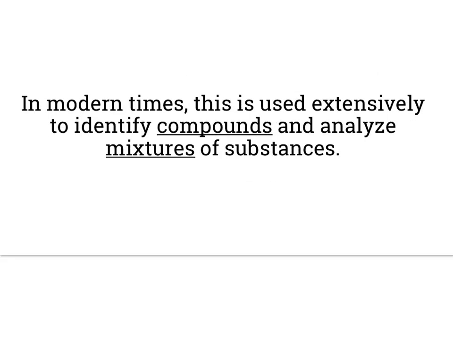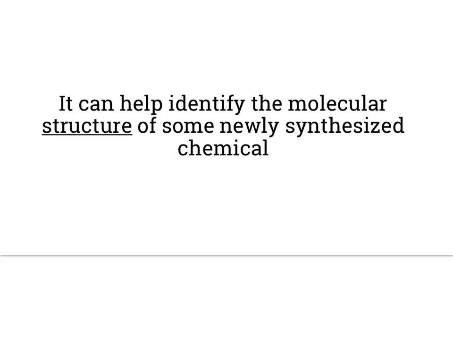In modern times, this is used extensively to identify compounds and analyze mixtures. Basically, you can throw things in a mass spectrometer and get an idea of what's in it, which is a pretty useful tool. It doesn't quite work as well as we'd want at times, because you can't throw a school desk in there and have it tell you all the types of metal and the rust. But with certain compounds, it can give you an idea of what percentage different compounds are composing it. It can also help determine the actual molecular structure of a newly synthesized chemical. If you work in a lab and you make something and wonder what it is, it can give you an idea of what's in there.